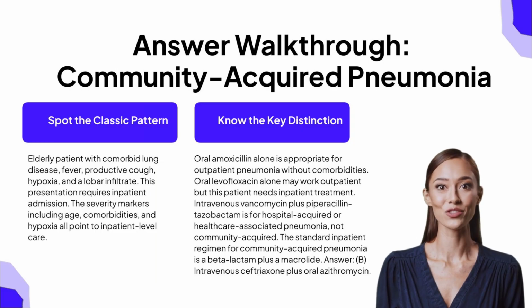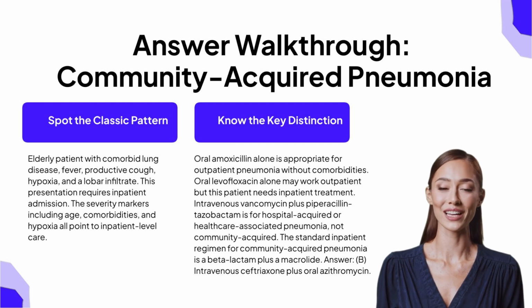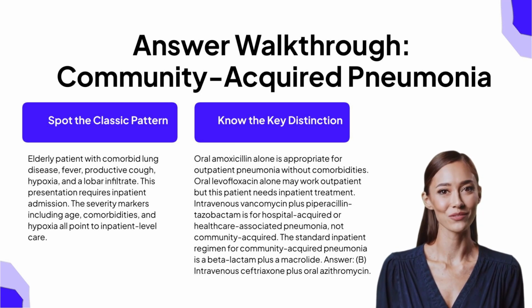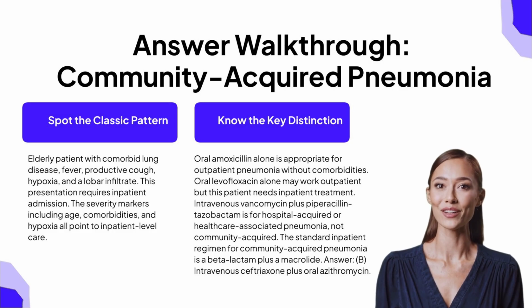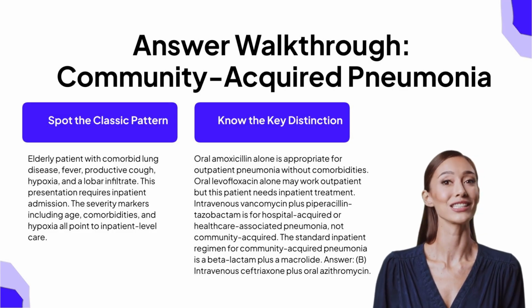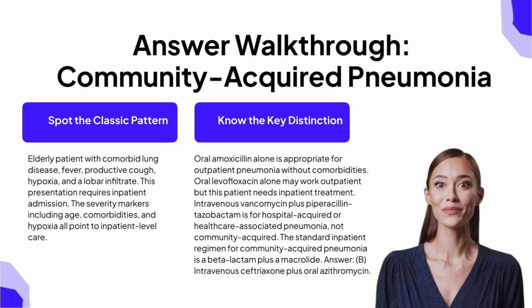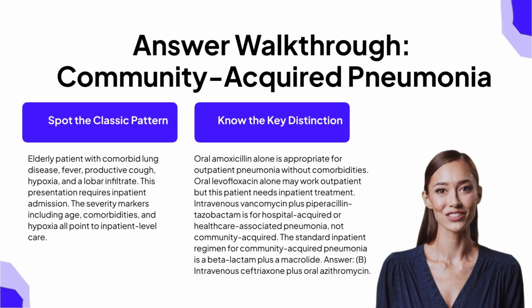Let us break down this pneumonia question. First, spot the classic pattern. You have an elderly patient with chronic lung disease, fever, purulent sputum, hypoxia, and a lobar infiltrate. This is textbook community-acquired pneumonia requiring inpatient admission. The key distinction is the treatment setting. Choice A, oral amoxicillin alone, is appropriate for a young healthy outpatient with no comorbidities. That does not fit our patient at all.